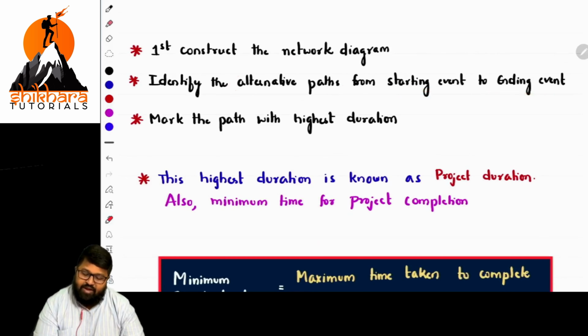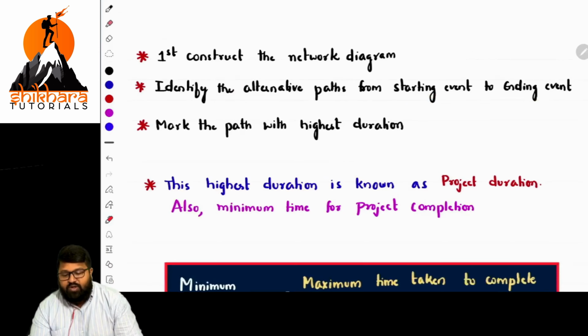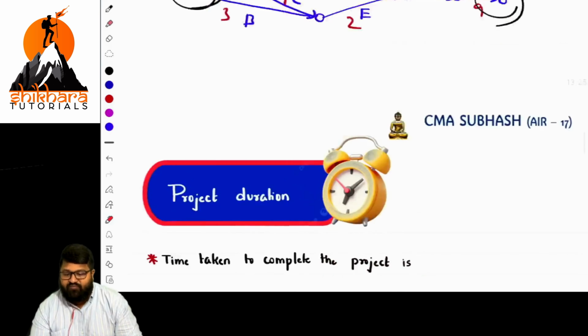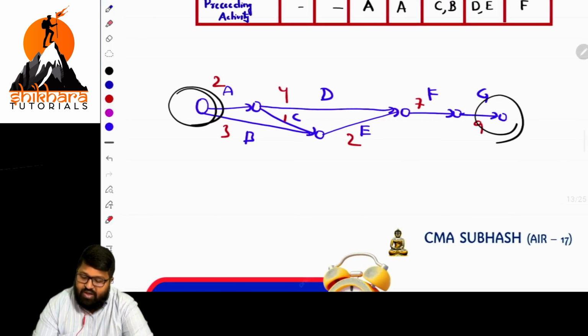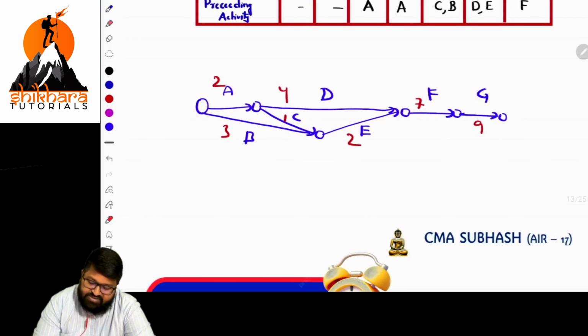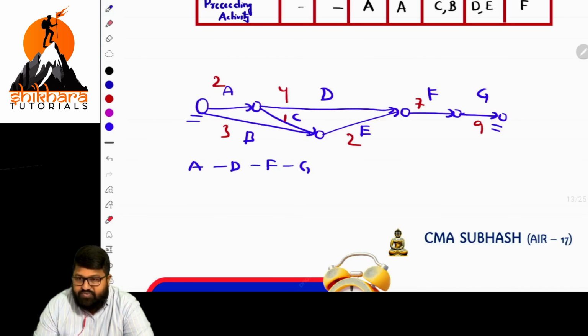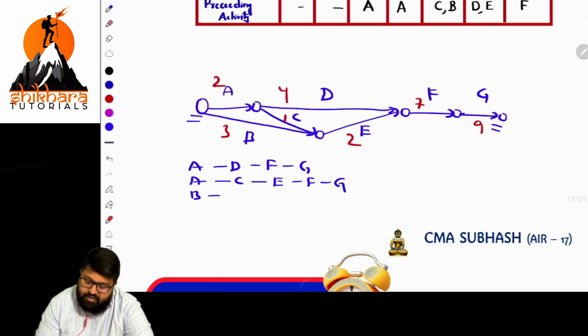After identifying the paths, you should do the totaling. For example, in this diagram, what are the alternative paths from the starting part to the ending part? That is A, D, I, F, and G. That is one path. Next, A, C, E, F, and G. What is the third case? B, E, F, and G.